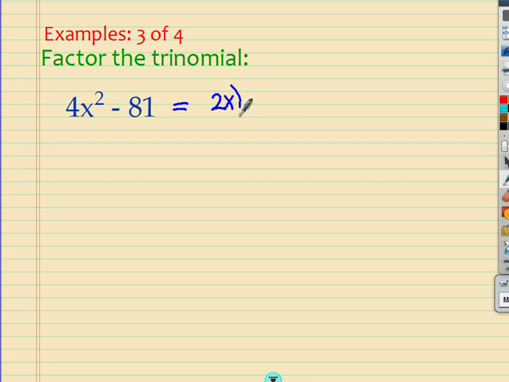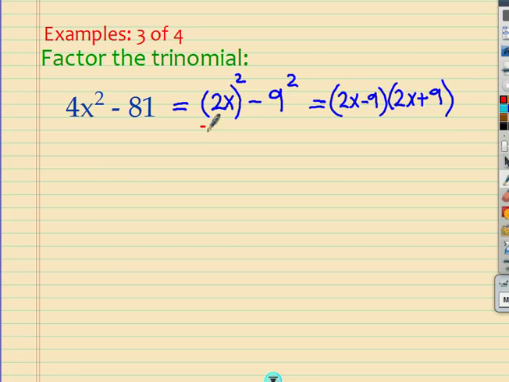If I can see that the first term squared and second term squared is a difference of 2 squares, then I can write this as 2x minus 9 and 2x plus 9. We could only do this if we could recognize a difference of 2 squares. Now, this is not the only way of solving this. We could rewrite this as a trinomial, 4x squared plus 0x minus 81.